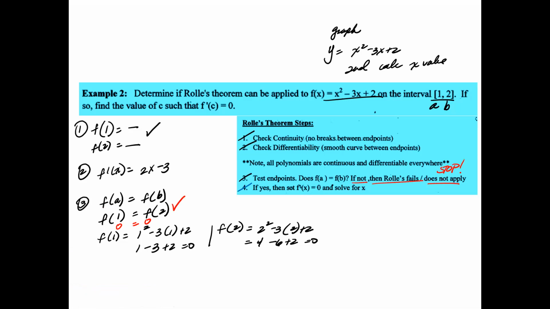So step 4, if yes, then set f prime of x equal to 0. So my f prime of x is equal to 0. 2x minus 3 is equal to 0. Add the 3 on both sides, divide by the 2. This is your c right here. And that is your value.